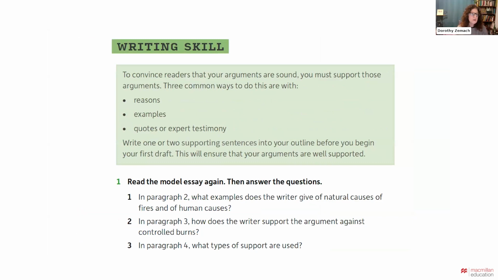So then I pick the writing skill that I think students need in order to write a problem solution essay. And one skill is supporting your arguments. If you are going to identify a problem and propose a solution, you need to argue that your solution is a good solution, and that your problem is a significant problem. So I ask for some reasons, some examples, expert testimony, but these are things that are actually in the readings as well.